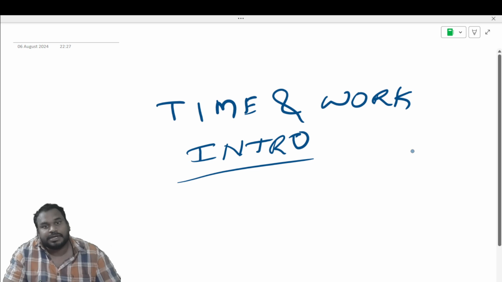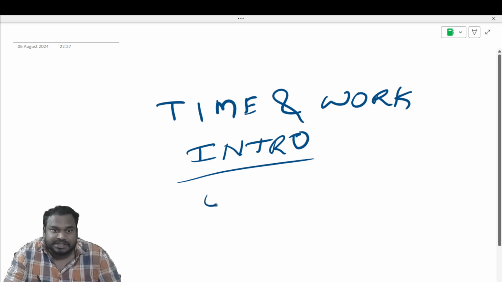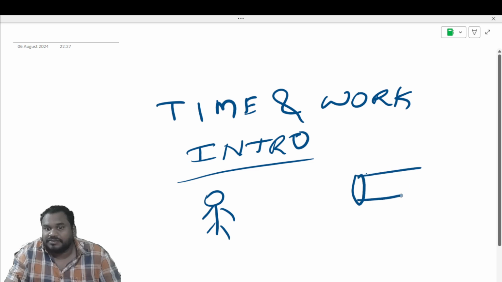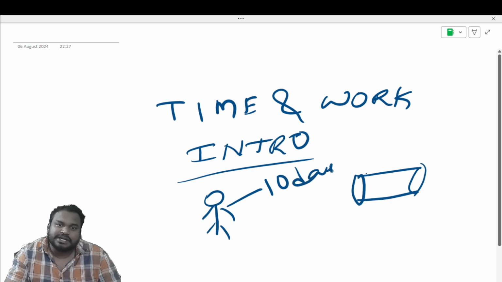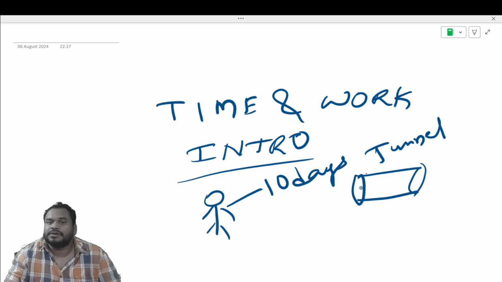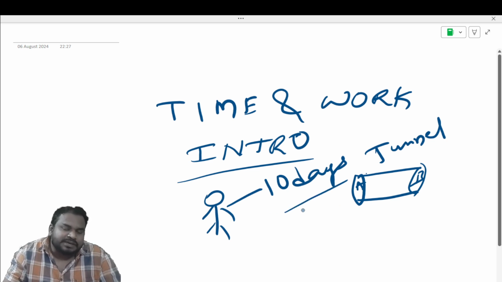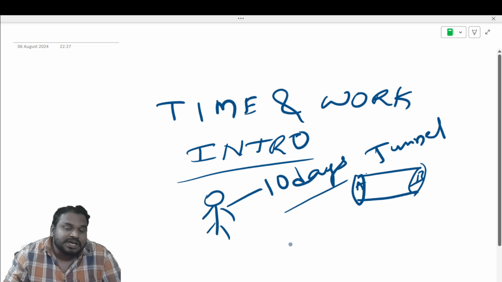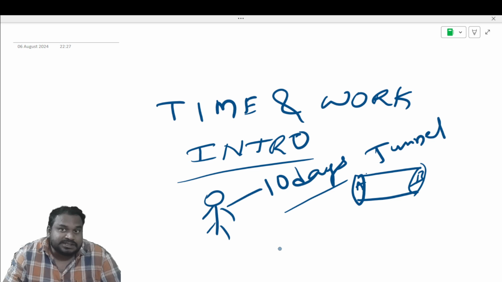Coming to this topic, I'll go with an example. There is a person who was asked to dig a tunnel of this size. This person takes almost 10 days to complete this tunnel. He was supposed to dig it and make a route from point A to point B. So he is taking 10 days of total time. Then how much work does he do in one day?